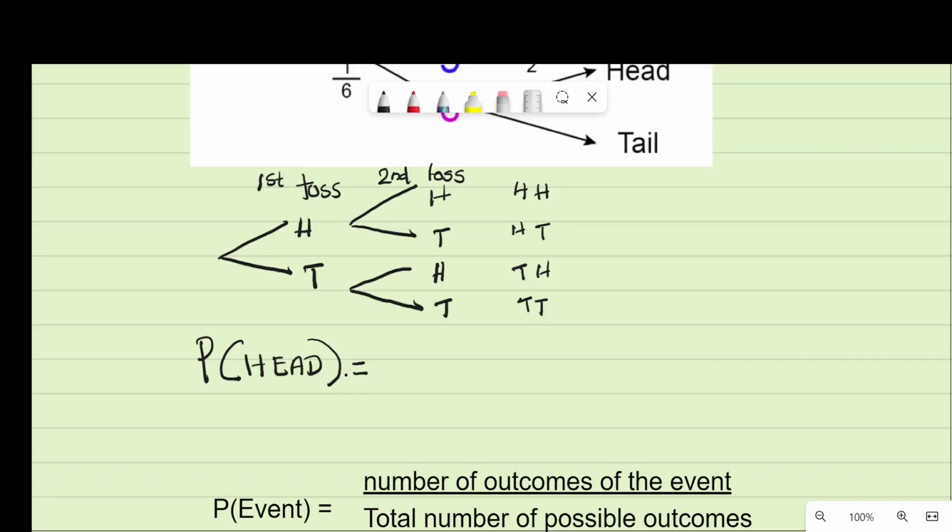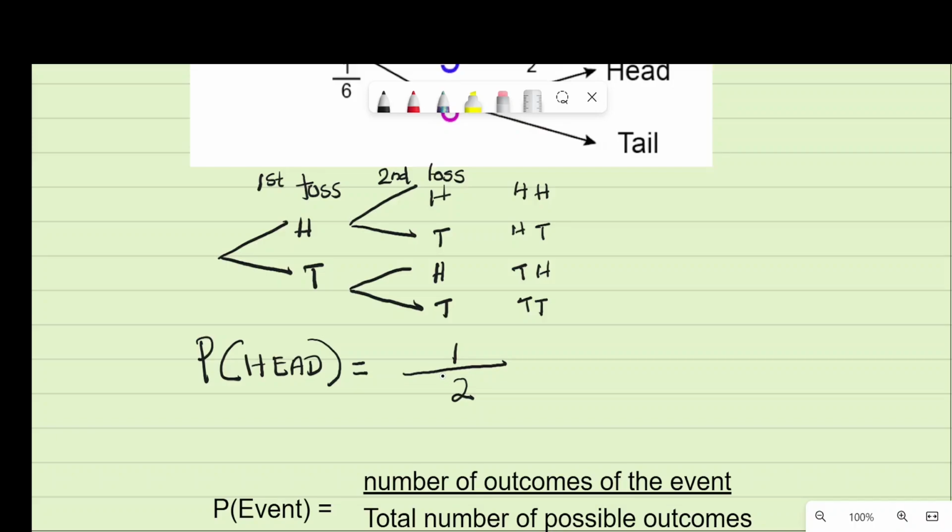So according to the formula, probability of an event is the number of outcomes of the event. How many heads do you get when you toss a coin? You only get one head. There is only a possibility of getting one head. What is the total number of possible outcomes? When you toss a coin, you only get 2 outcomes, which can be head or tail. So you have 2 possible outcomes. So that is the total number of possible outcomes. So the probability of getting a head is 1 over 2. Okay, that's how we use the formula.